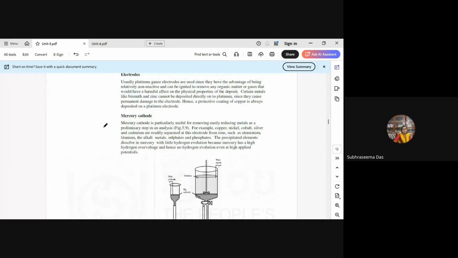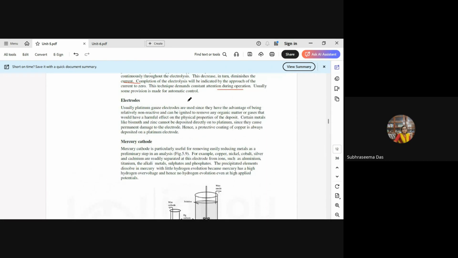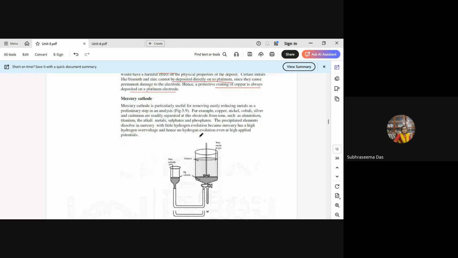So then coming to electrodes. Usually platinum gauze electrodes are used because they have the advantage of being non-reactive and inert, and they can be ignited to remove any organic matter or gases that have harmful effect on the physical properties of the deposit. Certain metals like bismuth and zinc cannot be directly deposited on platinum since they permanently damage the electrode. Hence, a protective coating of copper is always deposited on the platinum electrode.